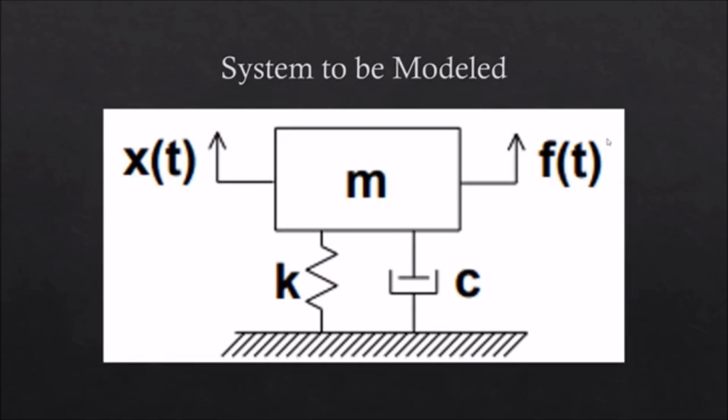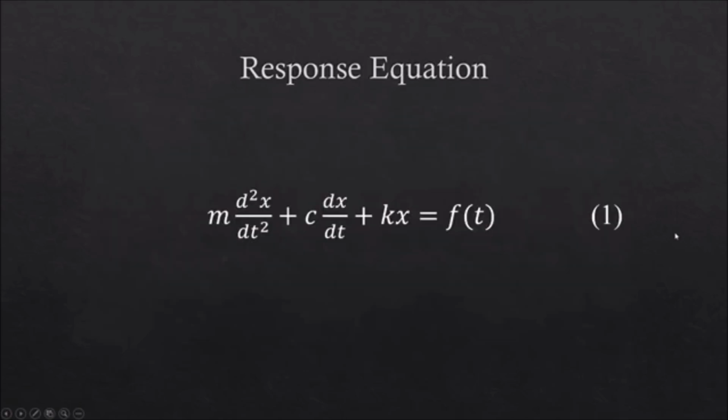The response equation of the system is found to be this, where M represents the mass, C represents the damping constant, and K represents the stiffness of the spring. The figure also shows the displacement, velocity, acceleration, and force functions.